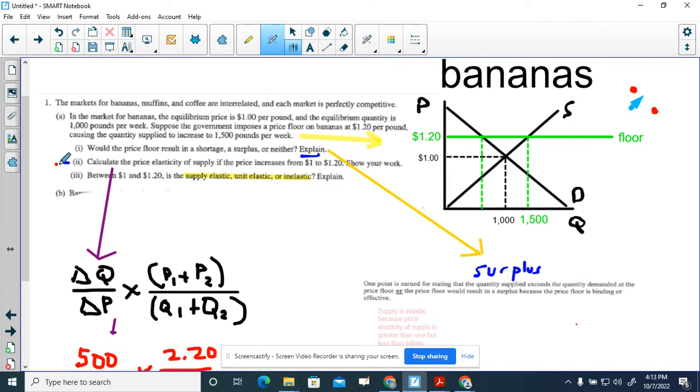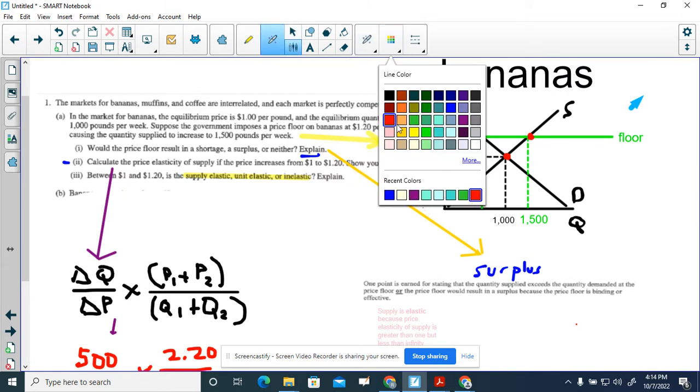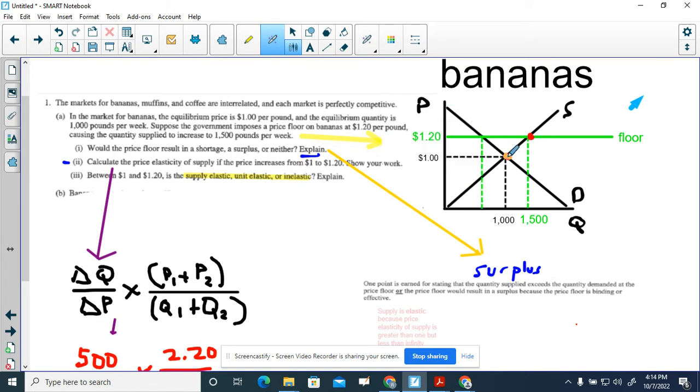Now A2: calculate the price elasticity of supply if the price increases from $1 to $1.20 and show your work. Anytime they say calculate on the AP exam, they want you to show your work, but they went ahead and specifically said it, so we want to make sure we absolutely do that. We're talking about price elasticity of supply between $1 and $1.20, so we want to highlight those points. I've indicated them on our graph: one point is $1 on the supply curve and the other is $1.20 on the supply curve, as we move along the supply curve from one point to the other.